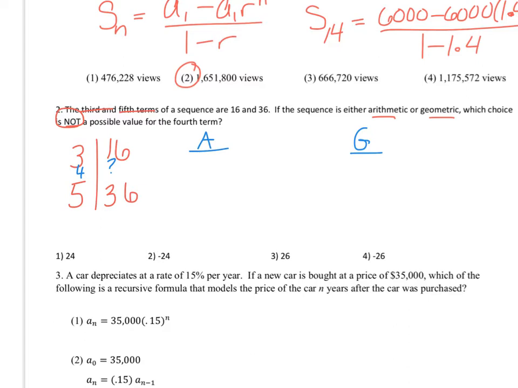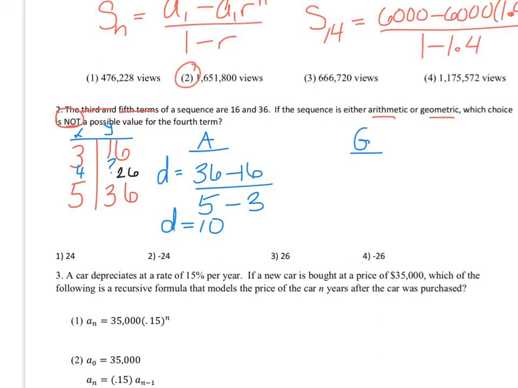So the arithmetic way is to, first off, you need to figure out D. And the way that we figure out D algebraically is slope. So you would do 36, like think of this as X and Y. 36 minus 16 over 5 minus 3. It doesn't matter which order you use as long as you pair them up properly, like 36 goes with 5 and 16 goes with 3. And then when you subtract that, you end up getting D equal to 10. Which means that a possible value for 4 is 26 because you're adding it. So I know 26 is possible.